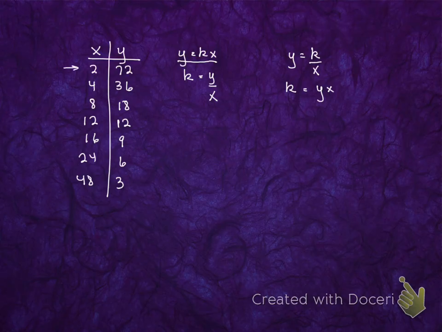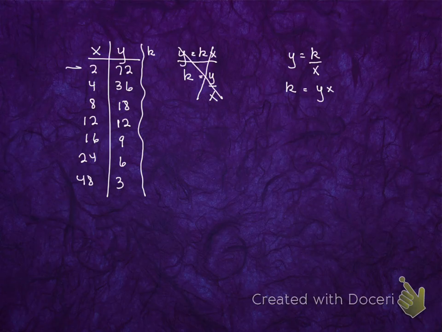So here, 72 divided by 2 gives us a k value of 36. Okay, so we're going to put the k's in this column here. And then 36 divided by 4 gives us right off the bat a different k value. That tells us that this is not direct variation. So let's change it up, and we'll see if it is in fact an inverse variation. So y times x will give us a k value.